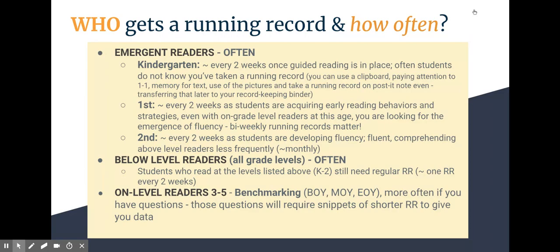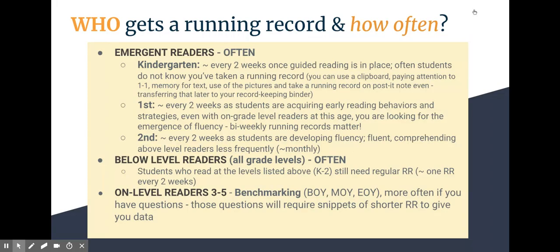Now, with fluent, comprehending, above level readers in second grade, you can take them less frequently, like maybe once a month. Another group to consider, other than emergent readers, are below level readers. Below level readers at all grade levels need frequent running records. So students who read at the level of a kindergarten, first, or second grade student, even if they aren't in K, 1, or 2, need running records regularly, about every 2 weeks.